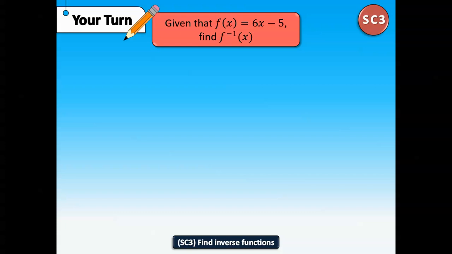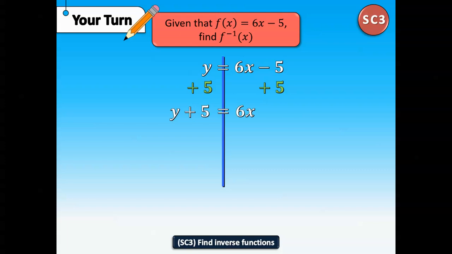So if we let the equation be y equals 6x minus 5, we use the balancing method, so we need to do the same thing to both sides of the equation. Add 5 to both sides to get rid of the minus 5. So y plus 5 equals 6x. And then to get rid of the 6, we divide both sides by 6.